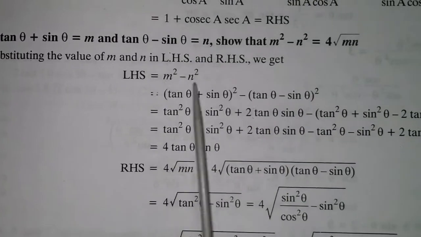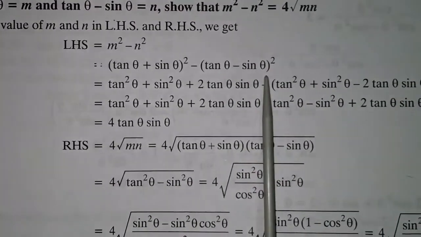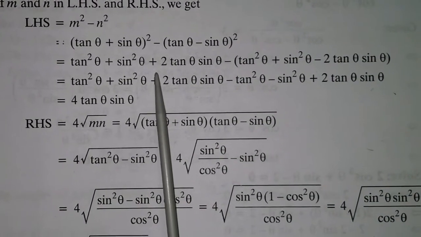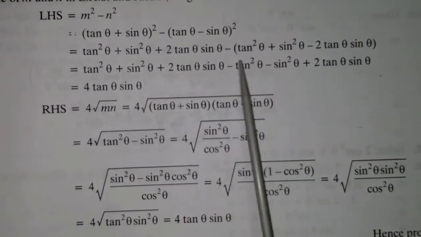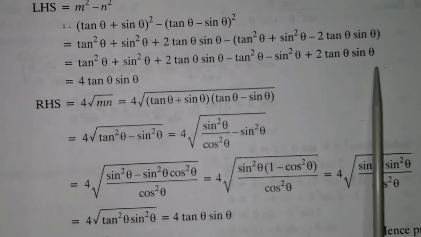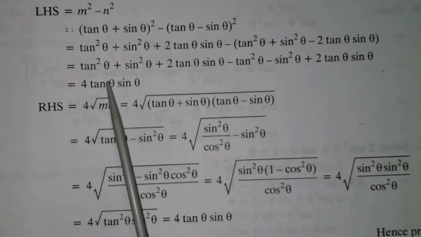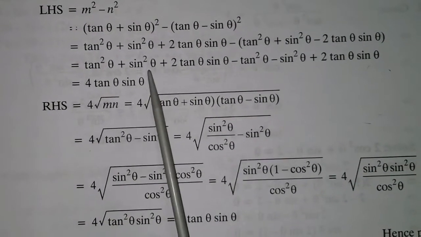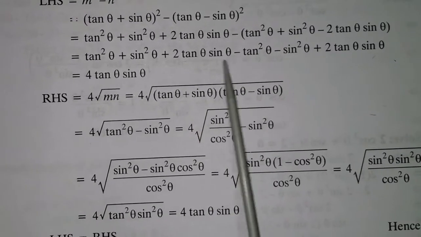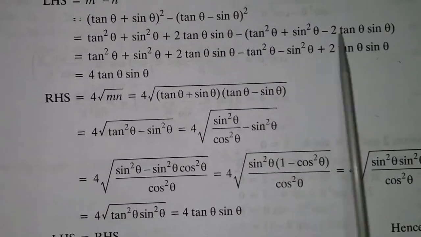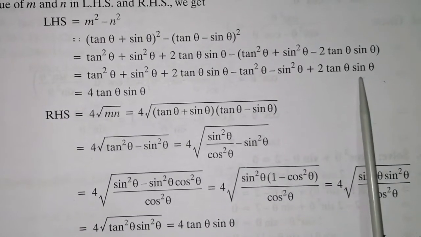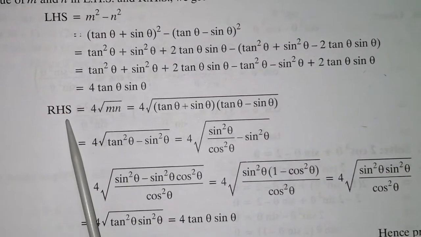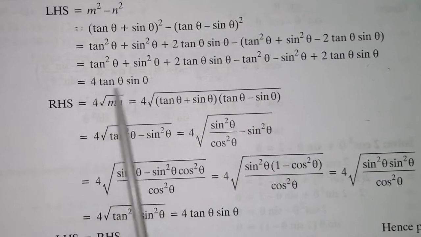LHS is m square minus n square. Put the values of m and n and use the formula (a plus b) whole square here and (a minus b) whole square here, and simplify, right? So we get tan square theta plus sine square theta plus 2 tan theta sine theta, and the minus signs will change, minus tan square theta minus sine square theta plus 2 tan theta sine theta. So the left hand side is 4 tan theta sine theta.